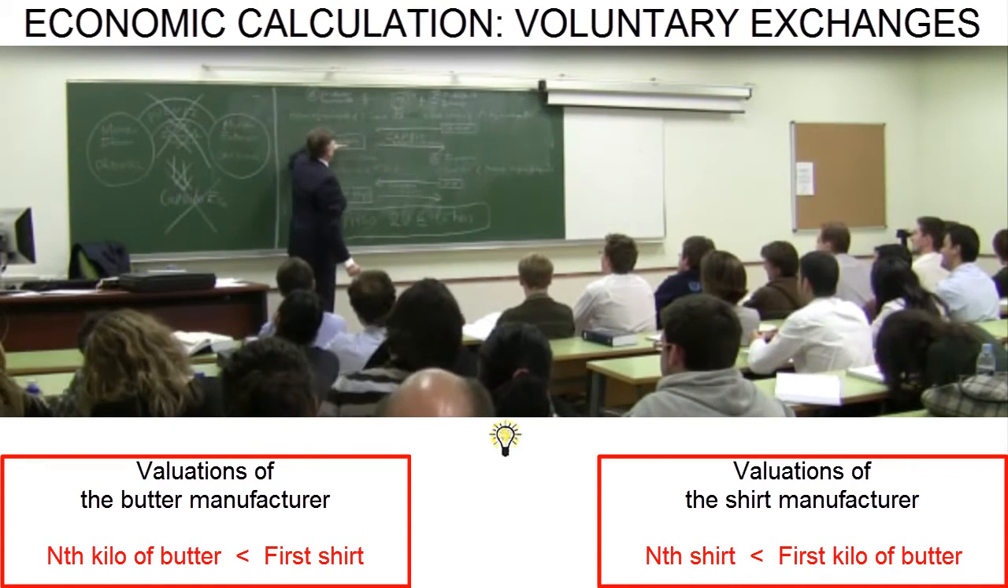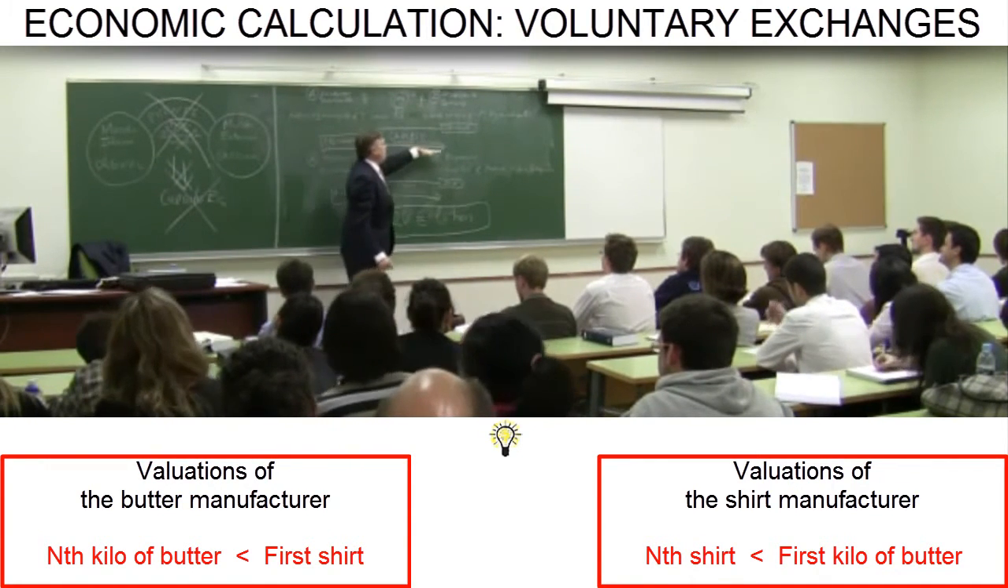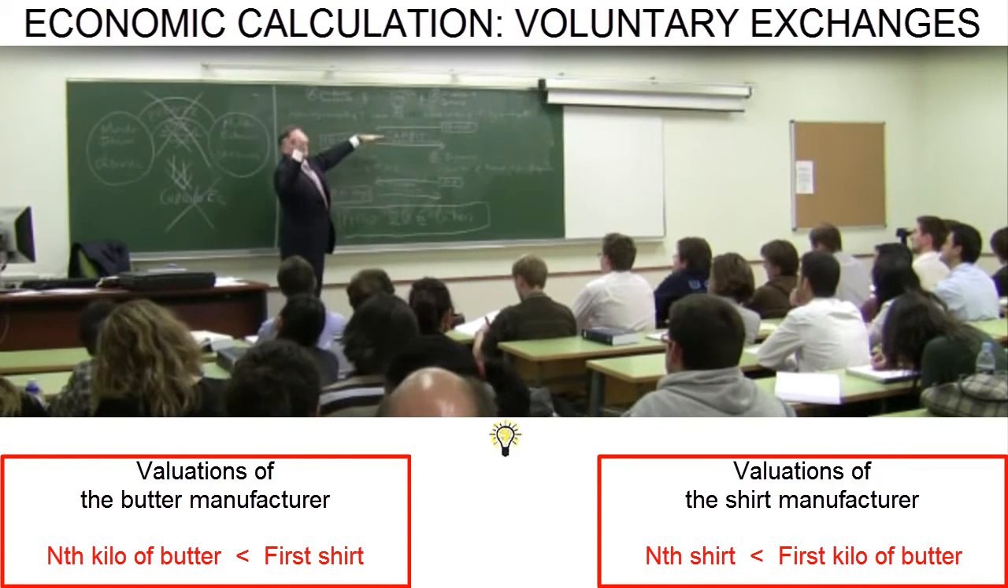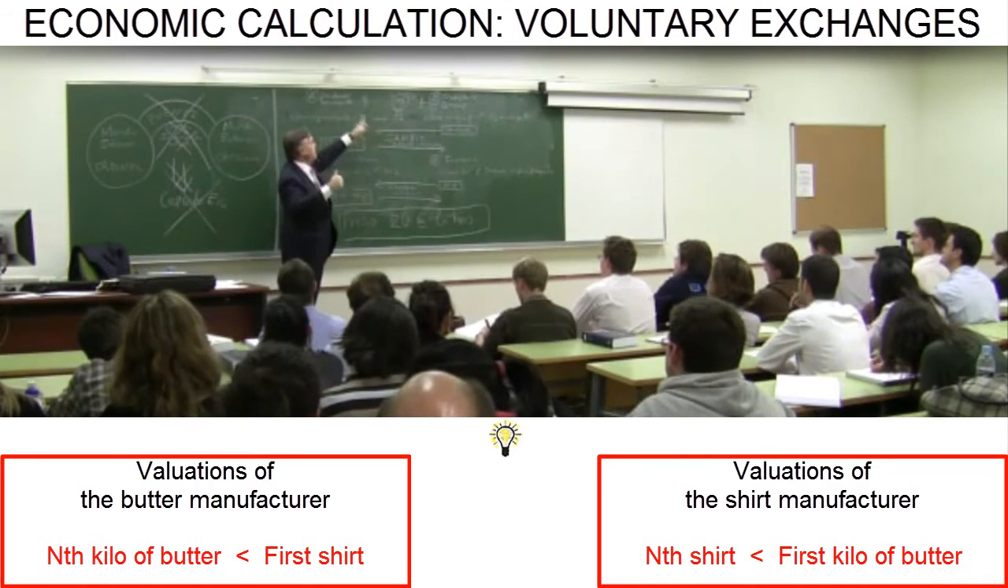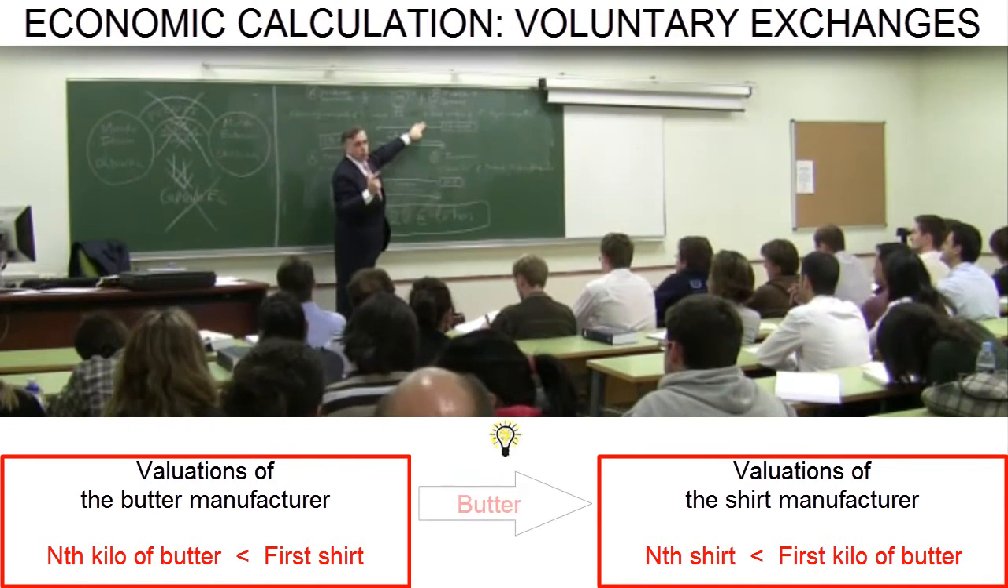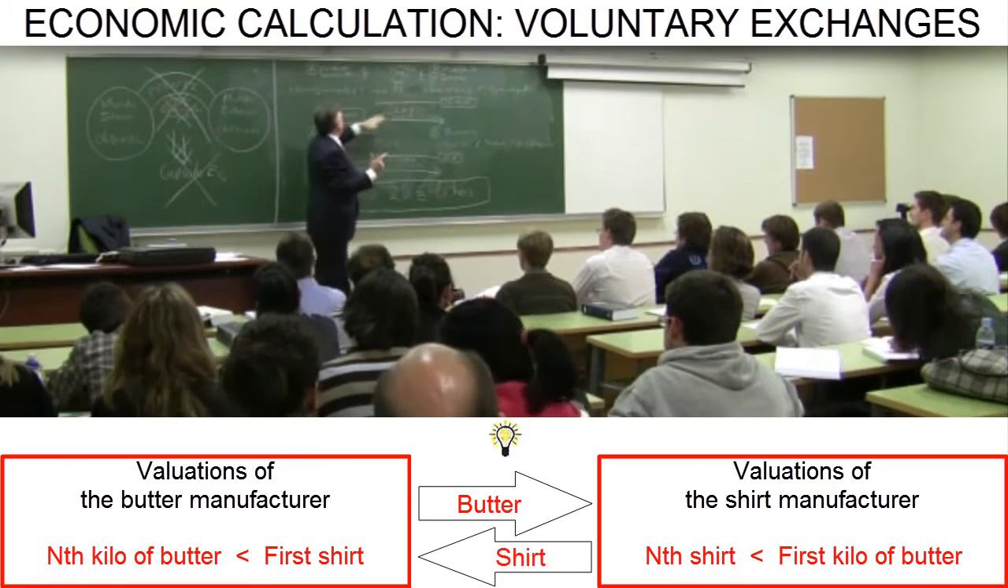I'll draw it here so you'll remember it. And it's an incandescent bulb too, the kind the Minister for Industry doesn't like. The light bulb goes on. Hey, we'd come out ahead if we'd made an exchange. I'll trade you 1 kilo of butter for a shirt.